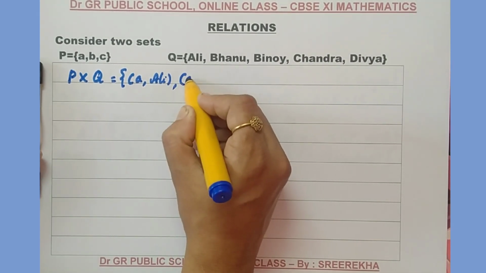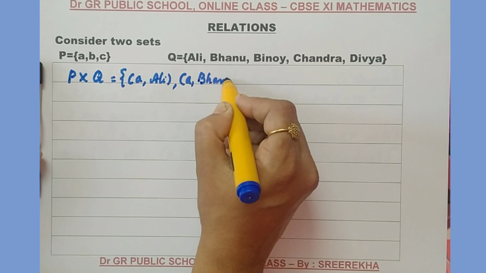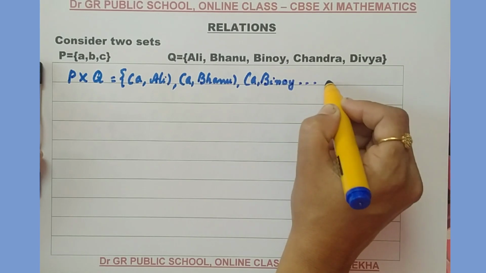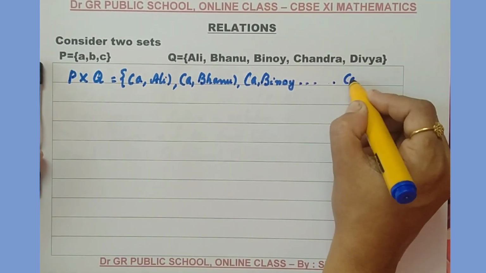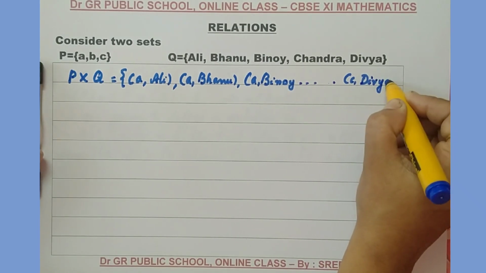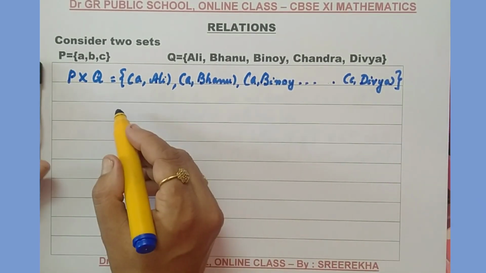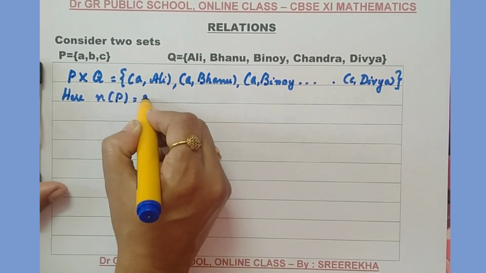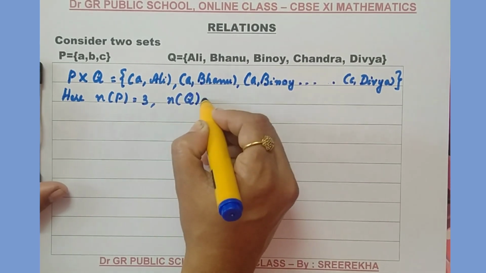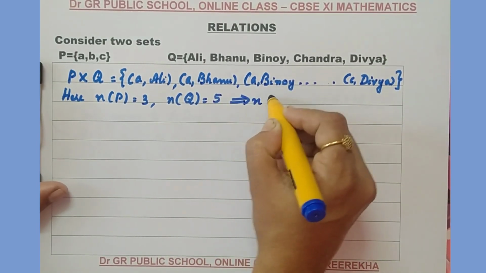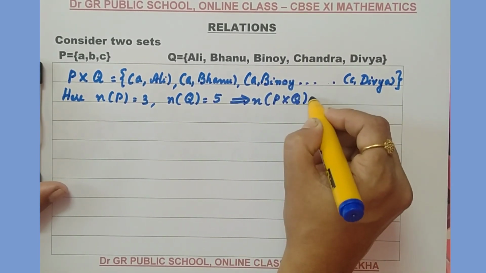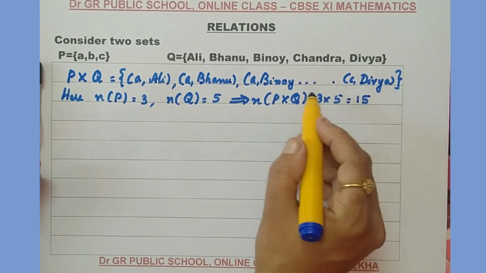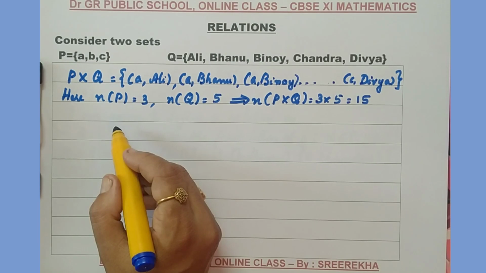A Ali, the same way the second element will be A Bhanu, the third one is A Binoy, next is A Chandra, etc. In this way, if you continue, the last element will be C Divya. Can you say how many elements will be there in this P cross Q? Here, the number of elements in the set P equals 3 and the number of elements in the set Q equals 5, which implies the number of elements in the Cartesian product P cross Q will be equal to 3 into 5, which is 15. Thus, if you continue writing, you will get 15 ordered pairs within P cross Q.